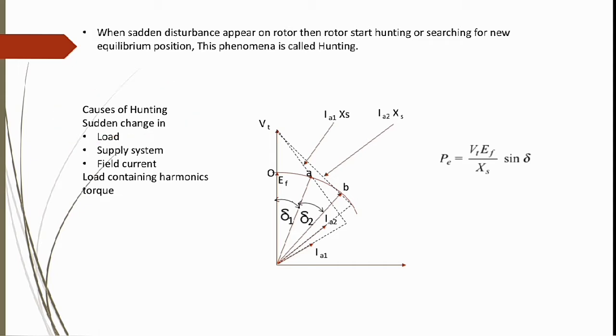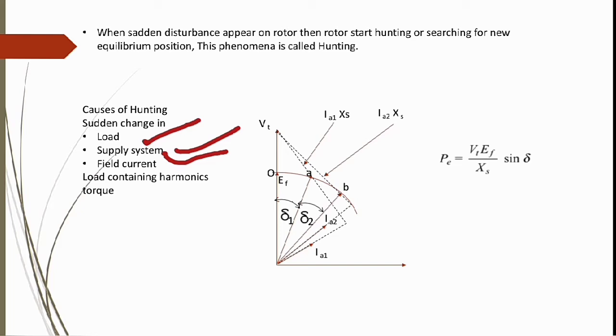Okay, so here you see the causes of hunting. Causes of hunting: first is sudden change in load, second is sudden change in supply system, and sudden change in field current. These types of sudden changes are the prime reason for hunting actually.